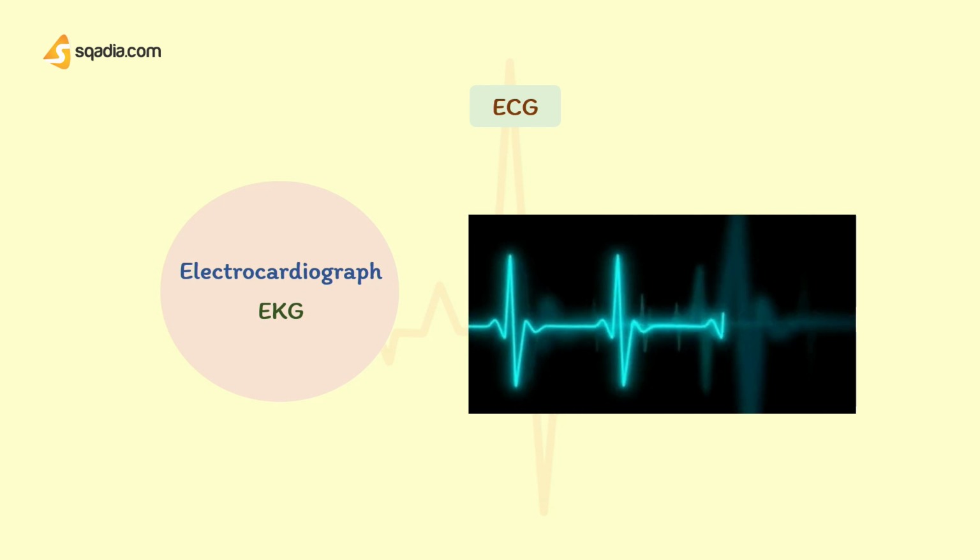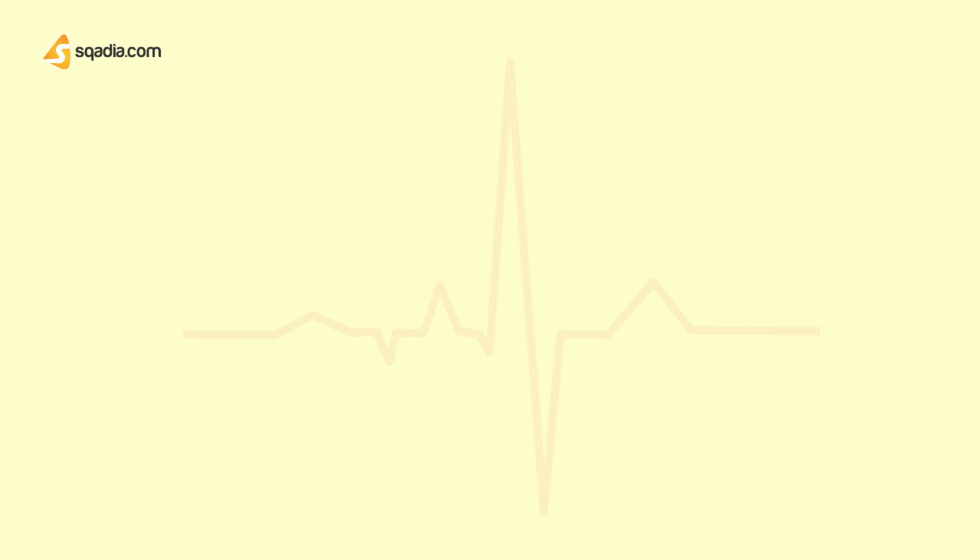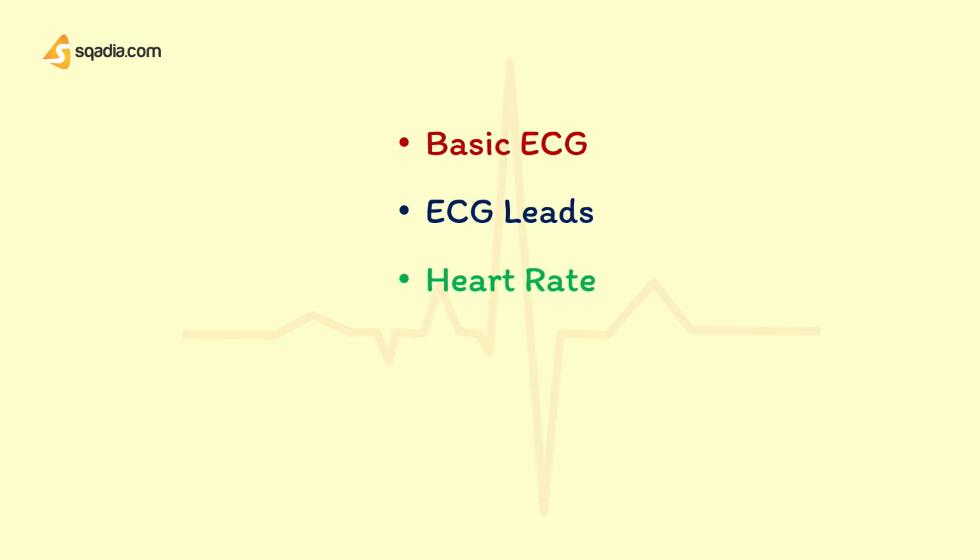So in today's video, we're going to get into the super basics of ECGs. And we're going to talk about what a basic ECG looks like, the leads seen on an ECG, determining the heart rate using an ECG, determining the axis, and we'll also discuss some ECG intervals. So stick around till the end of this video.